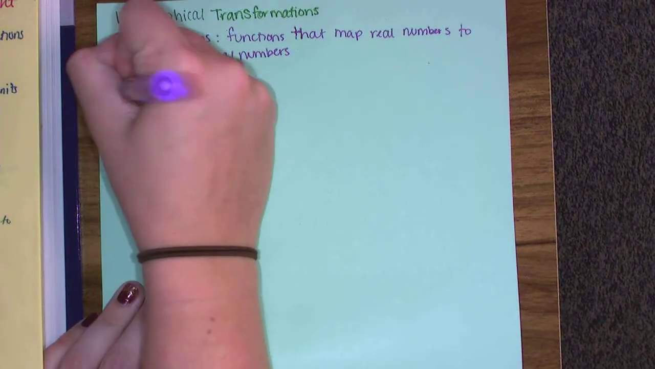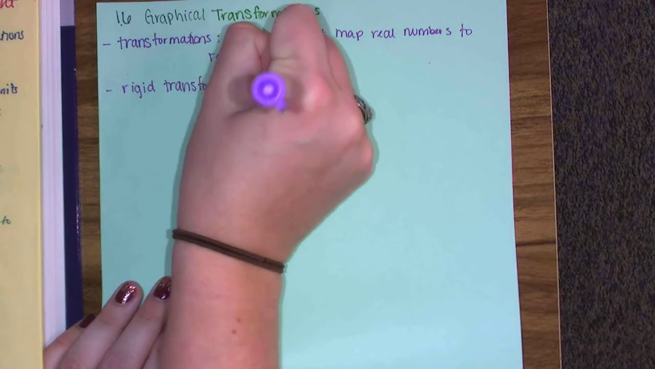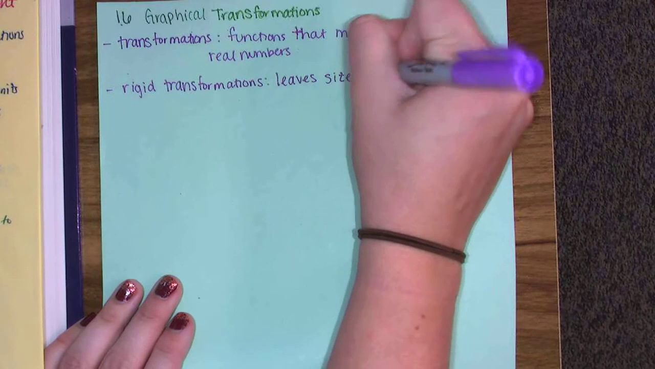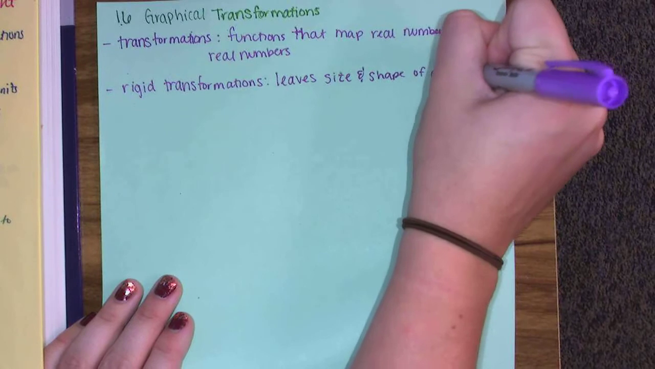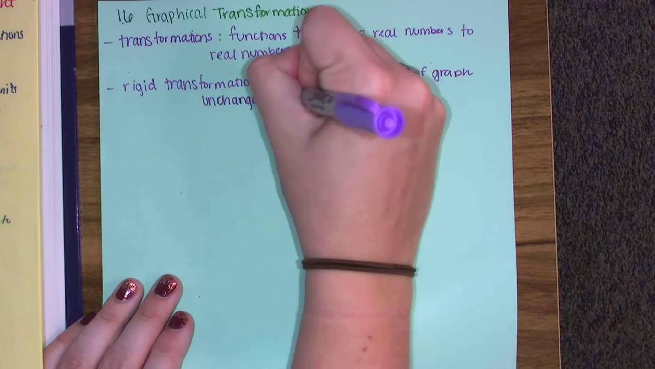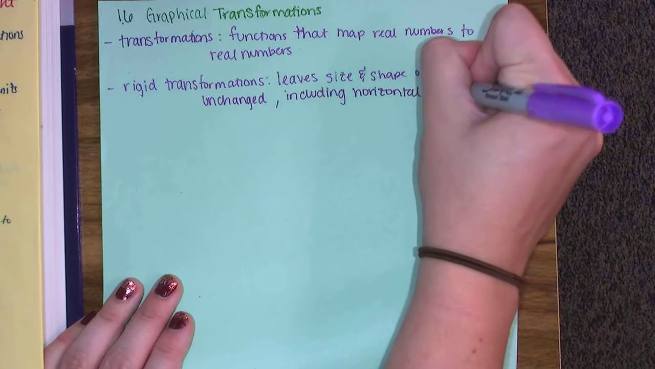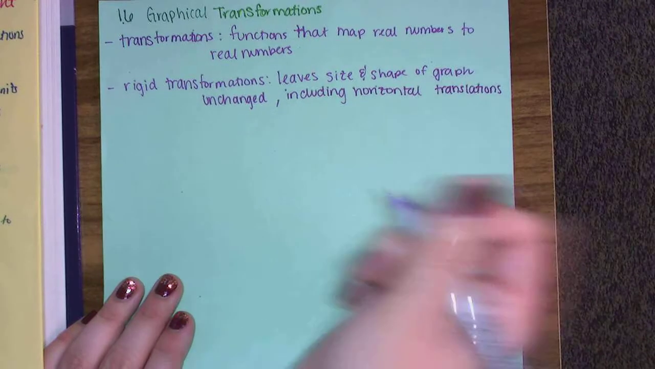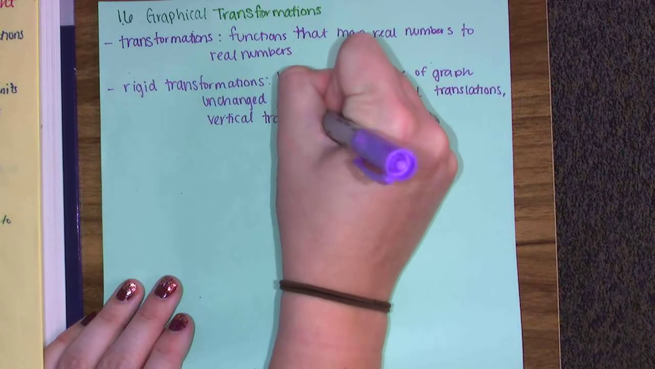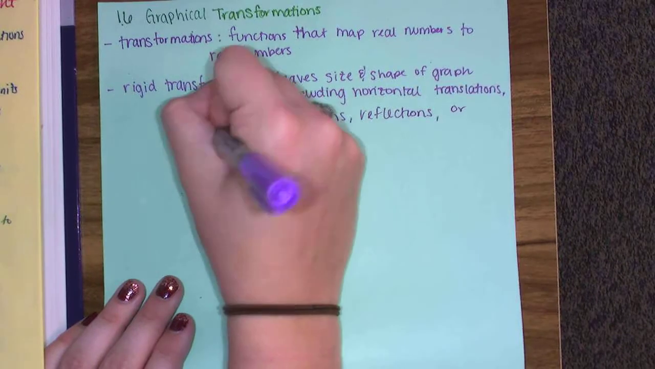All right, rigid transformations leave the size and shape of the graph unchanged, including horizontal translations, vertical translations, reflections, or any combination of these.